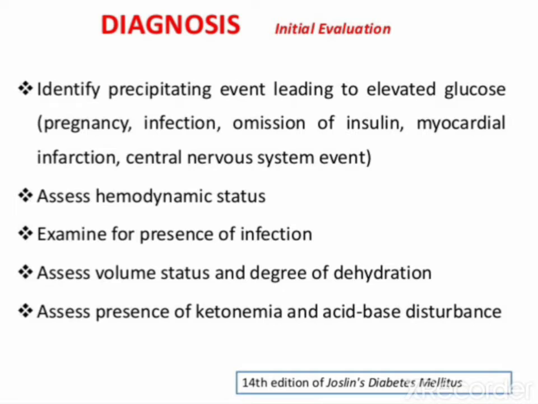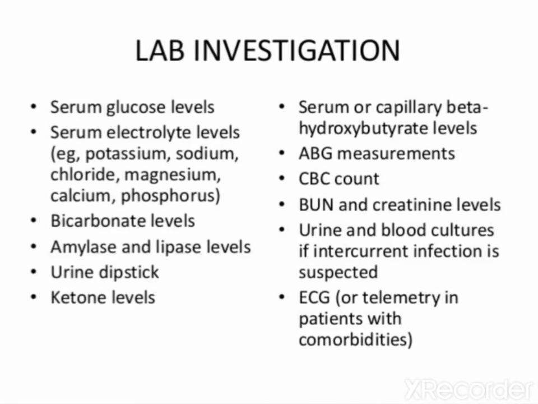So the initial evaluation will be to identify the precipitating events leading to elevated glucose, such as pregnancy, infection, omission of insulin, myocardial infarction, central nervous system event, etc. Assess the hemodynamic status of the patient, examine for presence of infection, assess the volume status and degree of dehydration, assess presence of ketonemia and acid-base disturbance.